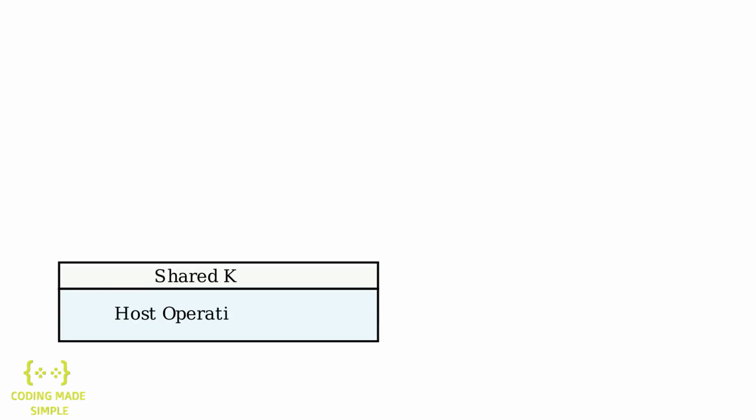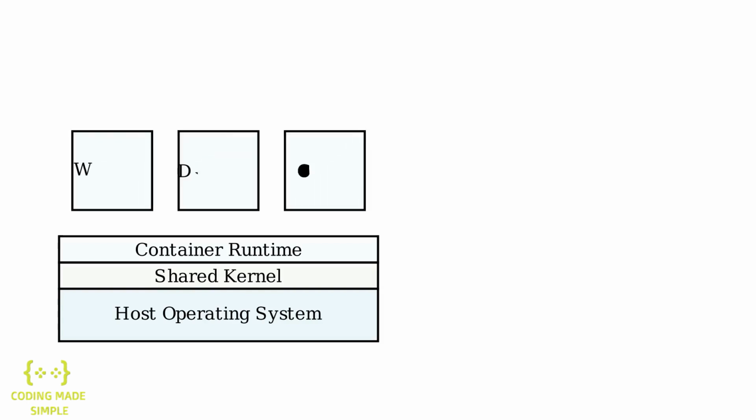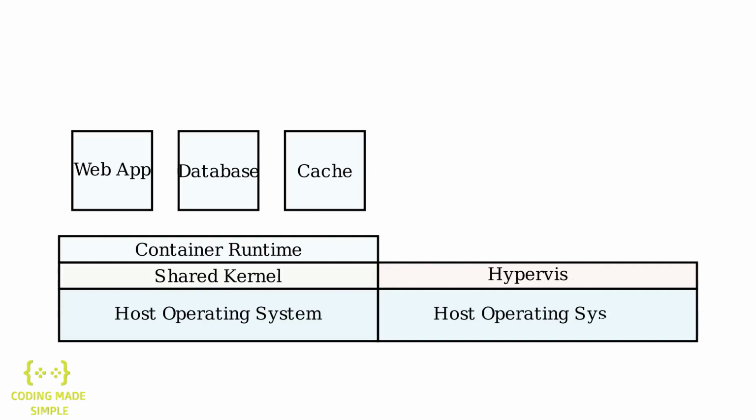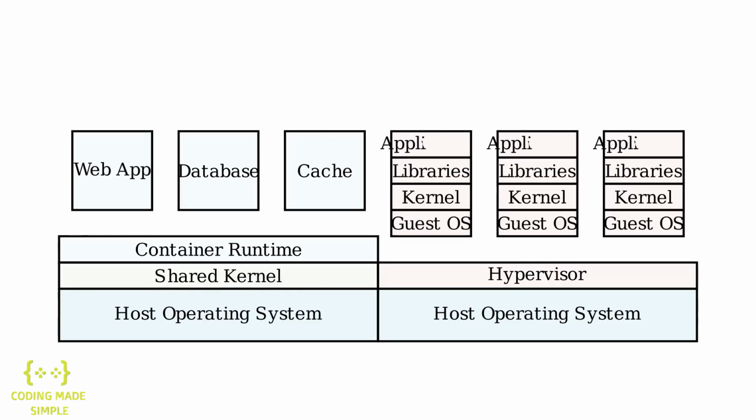Let's examine how containers are structured. They share the host operating system's kernel, making them extremely lightweight. Containers run as isolated processes, sharing the same kernel but maintaining separation through namespace isolation. In contrast, virtual machines use a hypervisor to create completely isolated instances, each with its own operating system. Each virtual machine contains a complete copy of an operating system, including its own kernel, libraries, and system resources.